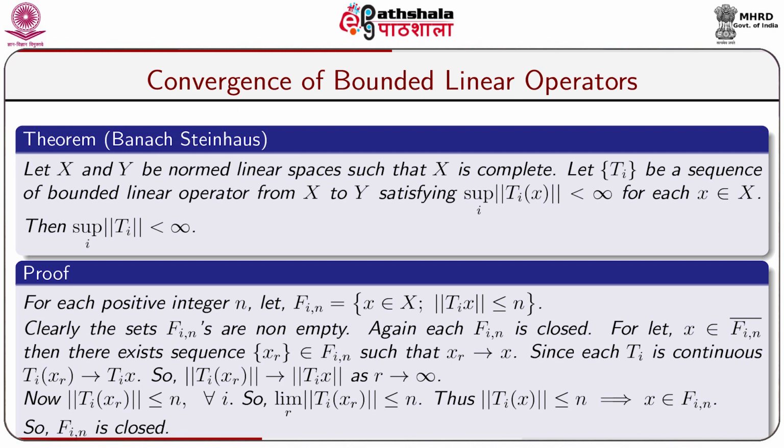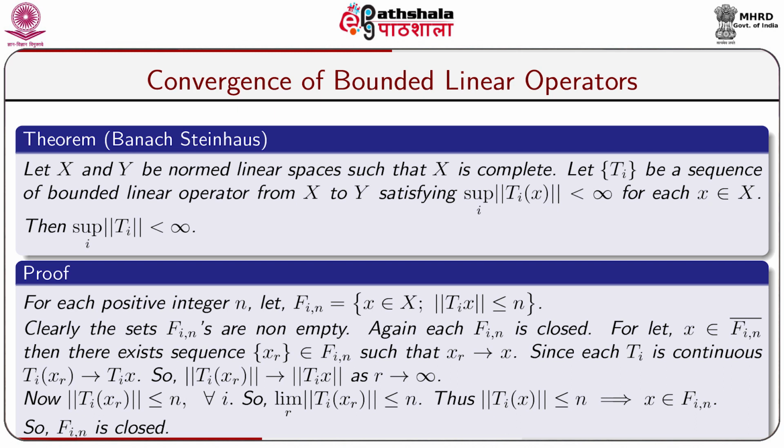So, in order to prove that Fin is closed, we have to prove Fin bar is equal to Fin. If we can show that Fin bar is a subset of Fin, and we know that Fin is a subset of Fin bar, then we get Fin bar equal to Fin. So, we start with x belongs to Fin bar. So, there exists a sequence of elements xr belonging to Fin such that xr goes to x as r tends to infinity. Since each Ti is continuous, because Ti are bounded linear operators from X to Y, and already we know that every bounded linear operator is continuous. So, hence each Ti is continuous.